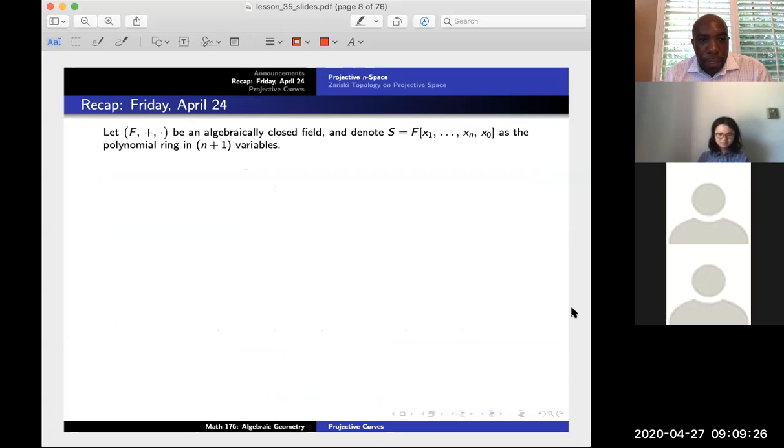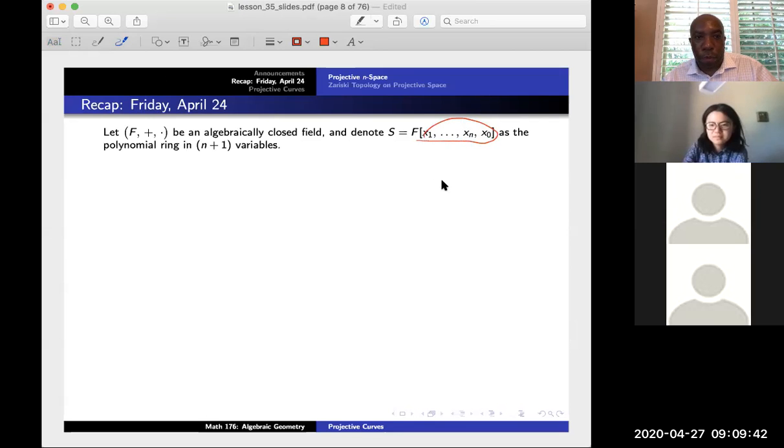Okay. All right, so here's a recap from last Friday then. Let F be an algebraically closed field for the rest of the day, and let S here be the polynomial ring over F in n+1 variables. You notice here that I am trying to label my variables so that I go from 1 through n, and then my last one here will be x0.